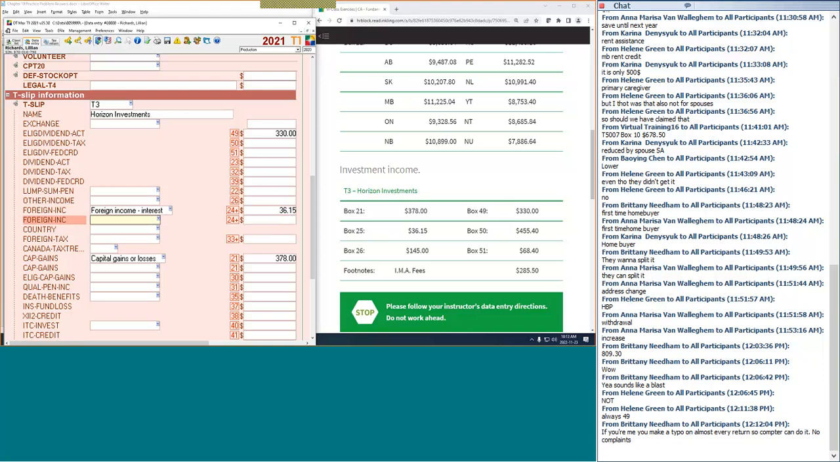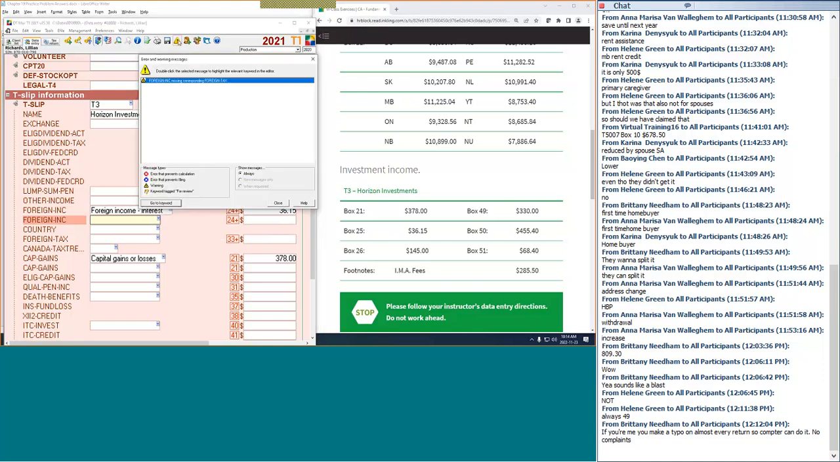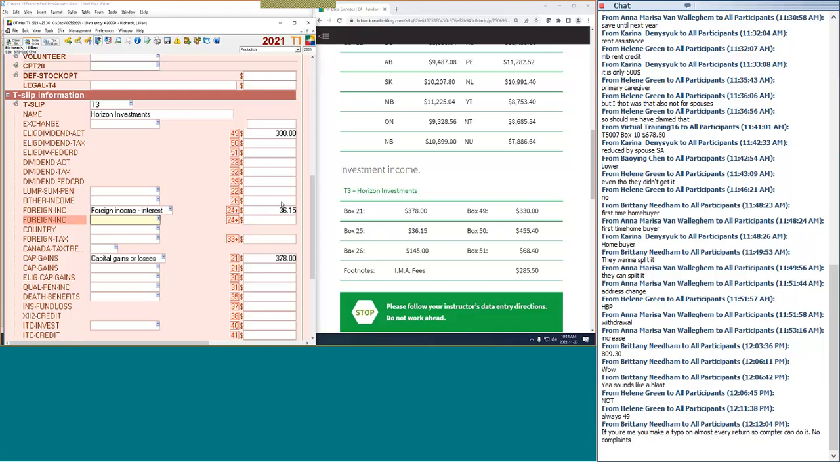And what you're going to notice is as soon as I did that, I got a warning. Every time you get a warning, read it. It's going to say, if you have foreign income, you must also enter foreign tax. You do not have a choice. You must have an entry for foreign tax. So anytime I put a box 25, I have to have foreign tax. If there is no foreign tax listed on the slip, then my foreign tax is going to be 0.